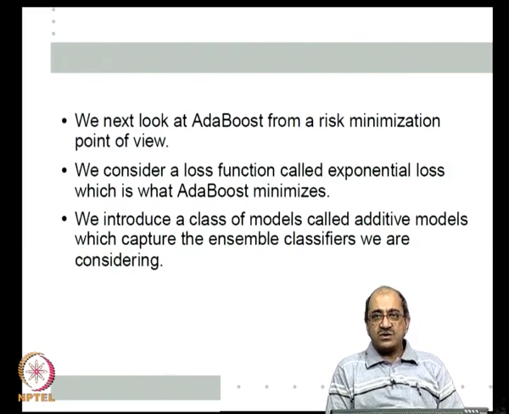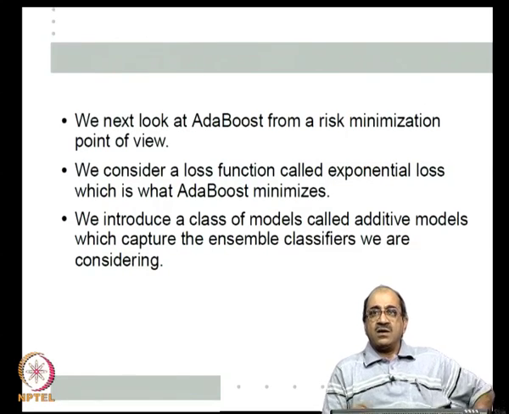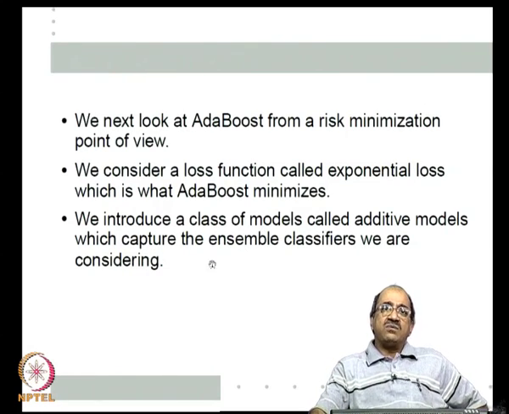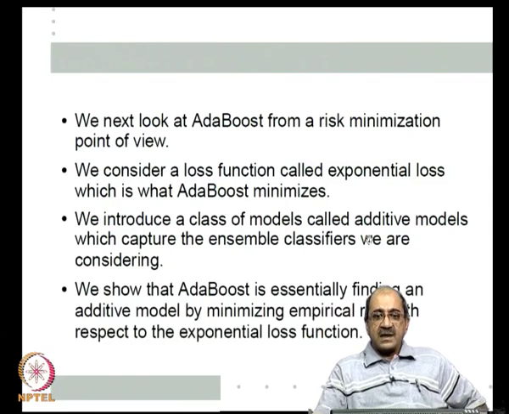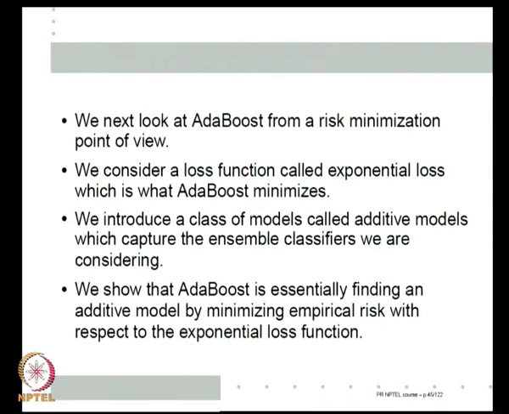So, we have to introduce a proper model class for this. We will introduce a class of models called additive models, which exactly capture the ensemble classifiers. Then we show that AdaBoost is essentially finding an additive model by minimizing empirical risk with respect to the exponential loss function. So, if you use the exponential loss function and want to minimize empirical risk while searching over this class of additive models, the resulting algorithm looks like AdaBoost.